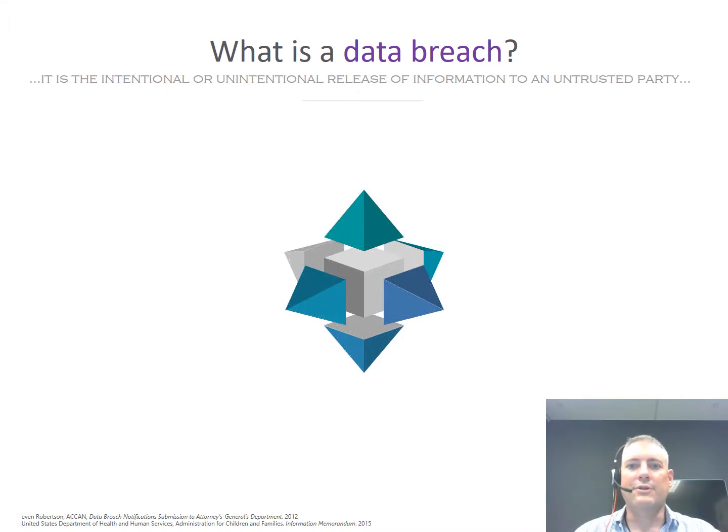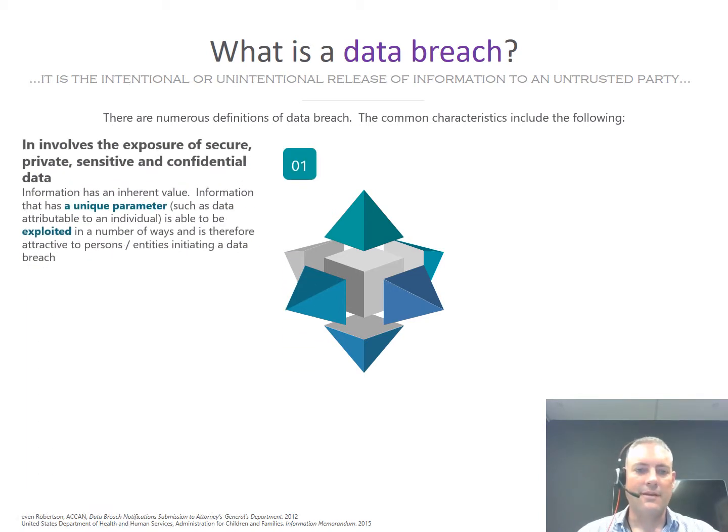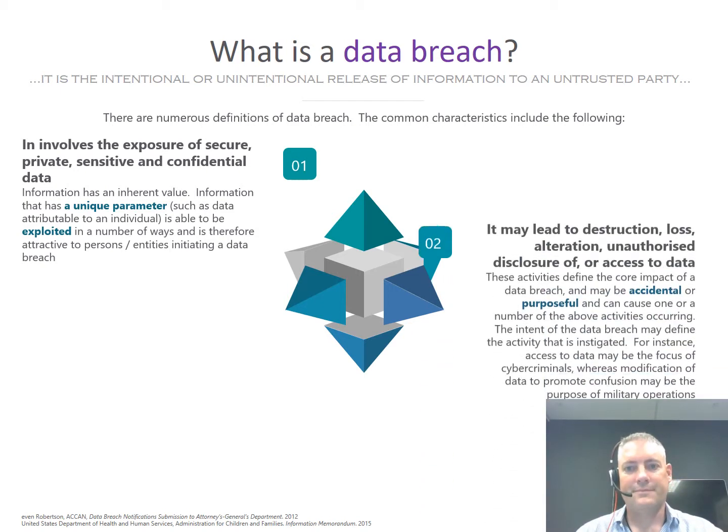So what is a data breach? It's the intentional or unintentional release of information to an untrusted party. Now, there are a number of different definitions of what a data breach is. The most common characteristics of those definitions include the following. A data breach involves the exposure of secure, private, sensitive, and confidential data. Generally speaking, information has an inherent value. If that information has a unique parameter, then it can potentially be exploited.